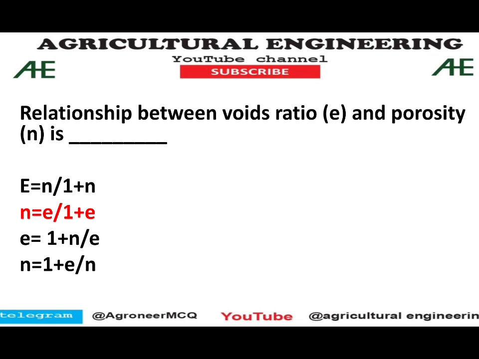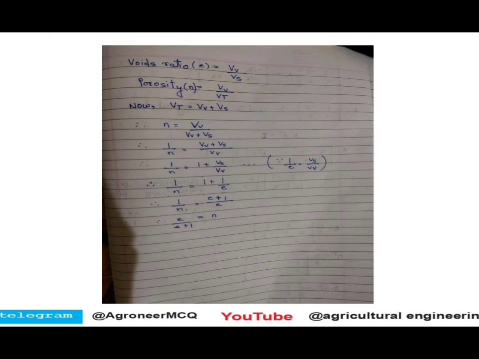Relationship between voids ratio, which is denoted by e, and porosity n is n is equal to e divided by 1 plus e. Don't forget this representation, because voids ratio is denoted by e and porosity is denoted by n. Remember this. So voids ratio e is volume of voids divided by volume of solids. Porosity is defined by volume of voids divided by total volume. So total volume is nothing but volume of voids plus volume of solids.